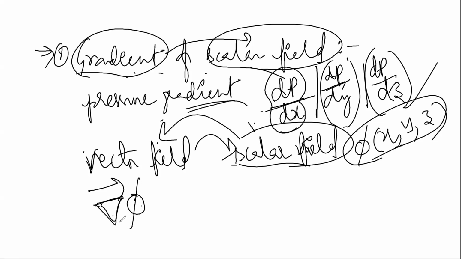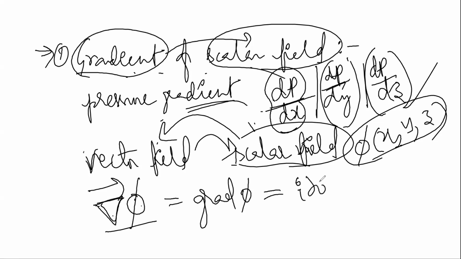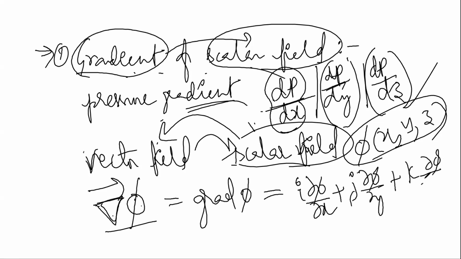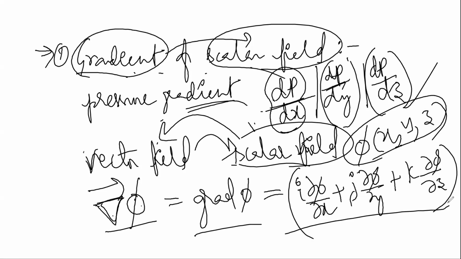Now the gradient of phi, that is grad phi, is given by del phi. There is no dot or cross here, no product here. That is gradient of phi. That is, grad phi is equal to i dou phi by dou x plus j dou phi by dou y plus k dou phi by dou z. That is nothing but gradient of scalar field. So that's the reason we say that gradient associates a scalar field into a vector field.